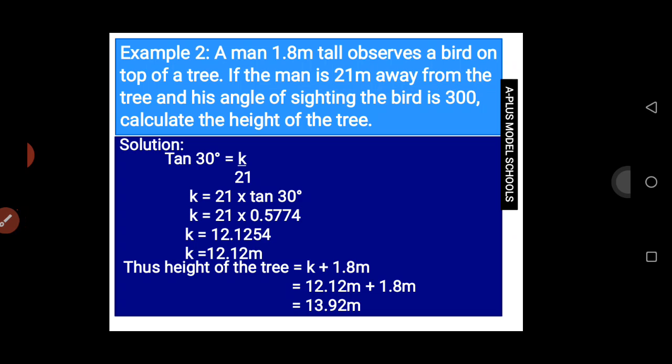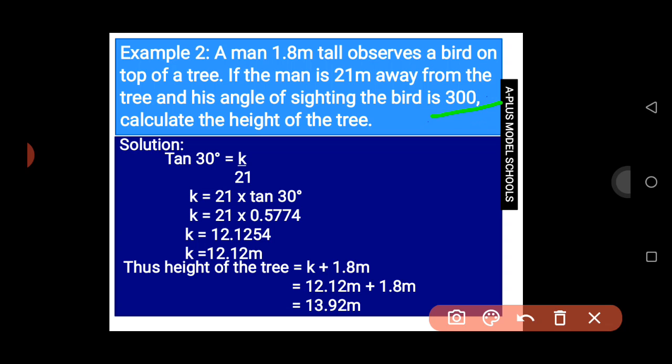Example 2. A man 1.8 meters tall observed a bird on top of a tree. If the man is 21 meters away from the tree and his angle of sighting the bird is 30 degrees, calculate the height of the tree.